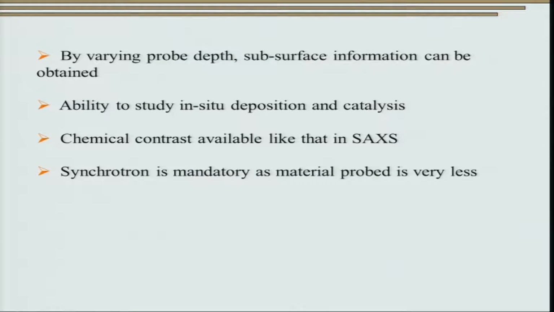However, having said that, I hope you appreciate that in grazing incidence small angle X-ray scattering, the entire diffraction is occurring from a very, very small volume of material. And since the volume of material is very small, the kind of intensity that we are going to get is also going to be very low. Therefore, we need a synchrotron source which gives us very high brilliance and intensity to obtain a good amount of data using grazing incidence small angle X-ray scattering.